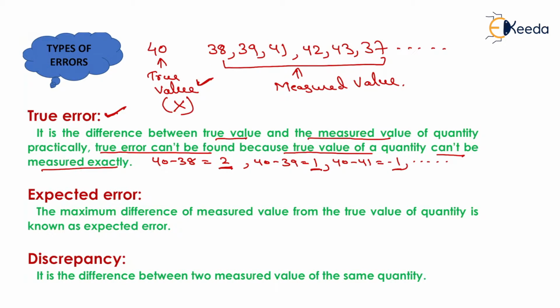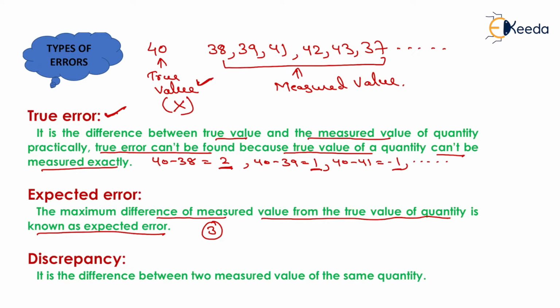Now the next one is the expected error. The maximum difference of measured value from the true value of a quantity is known as expected error. Now in all the differences, we will get the maximum difference as 40 minus 37, which will be equal to 3. So that will be the expected error. So the maximum difference of measured value from the true value of a quantity is known as expected error.